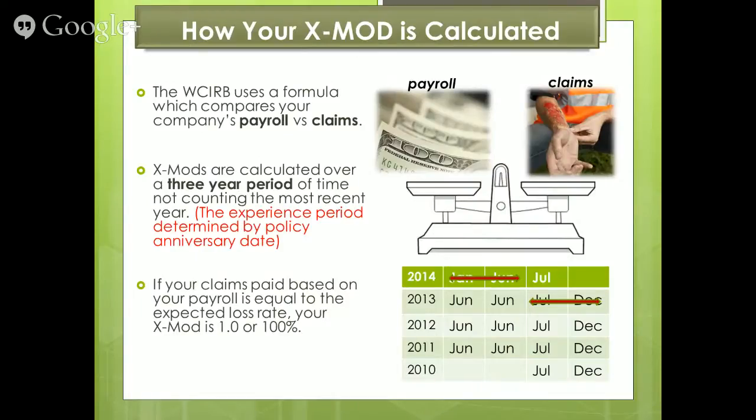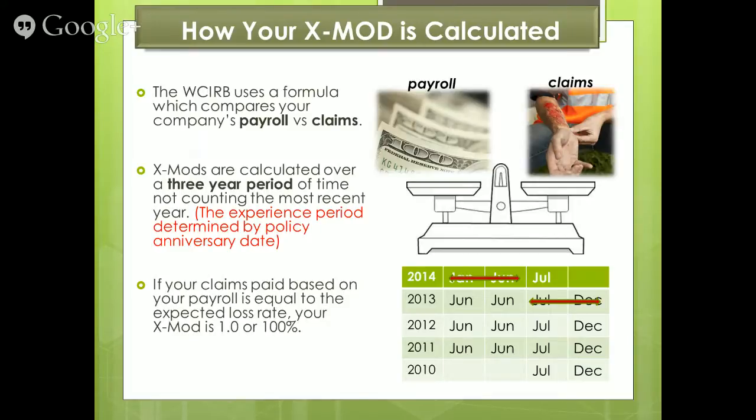How your XMod is calculated. The WCIRB uses a formula which compares your company's payroll versus your claims. There are some other factors figured into this equation, but that's where most of the weight is. Of course, you'd expect more injuries to occur in a steel mill versus an accountant's office. Even within the same industry, you would expect more incidents and claims at a company of 100 employees versus 4 employees. This is why the comparison is done by industry as well as by payroll.